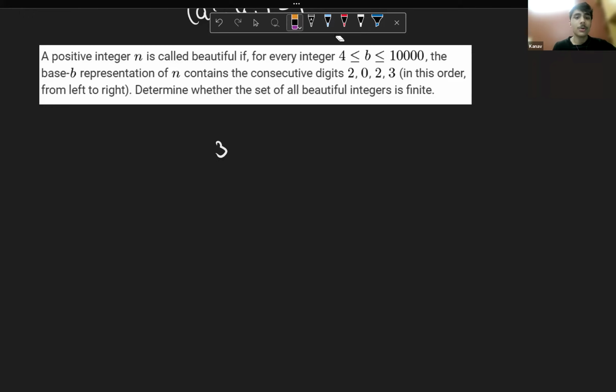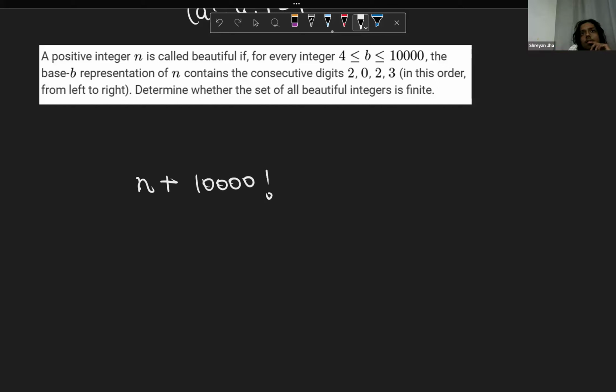So you start with some beautiful number, let's call it n. Now you want to add 10,000 factorial to some big power. Why does this help? Because it has only zeros in the right digits. The left digits change, but the right digits don't change a lot. Precisely, 2023 is preserved.